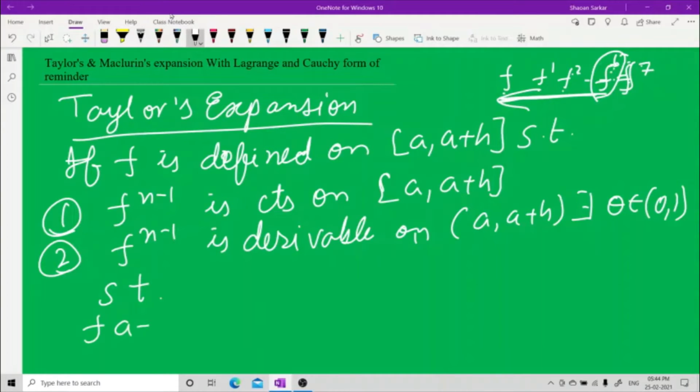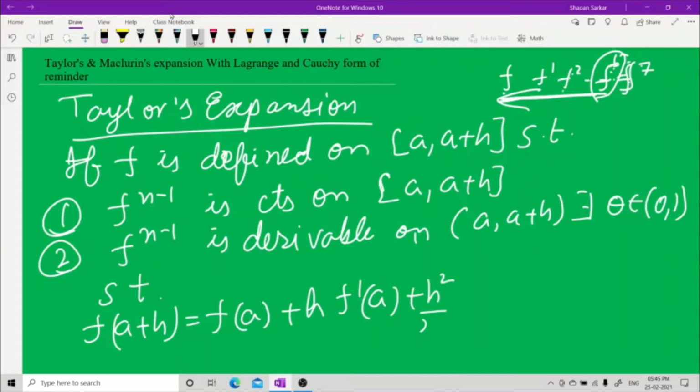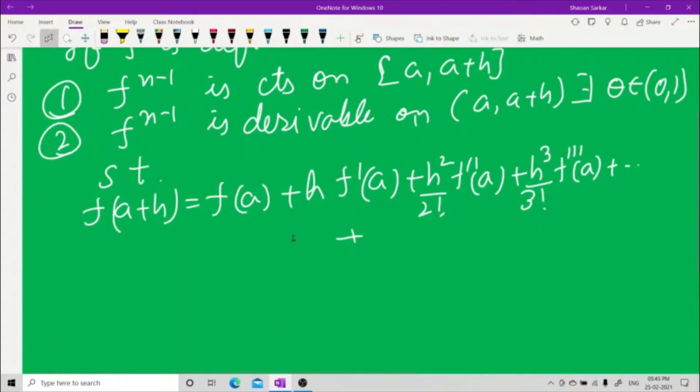f(a plus h) is equal to f(a) plus h f'(a) plus h square by 2 factorial f''(a) plus h cube by 3 factorial f'''(a), the third derivative of a, and so forth up to h to the power n minus 1 upon (n minus 1) factorial f(n minus 1)(a) plus Rn.